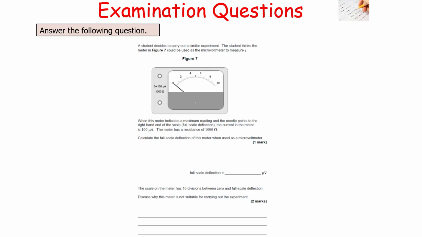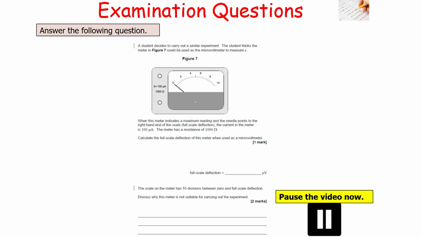The next question says, a student decides to carry out a similar experiment. The student thinks the meter in figure 7 could be used as a microvoltmeter to measure E, the EMF. When this meter indicates a maximum reading and the needle points to the right hand side of the scale, the full scale deflection, the current in the meter is 100 microamps. The meter has a resistance of 1000 ohms. Calculate the full scale deflection of this meter when used as a microvoltmeter. Then the scale on the meter has 50 divisions between 0 and the full scale deflection. Discuss why this meter is not suitable for carrying out the experiment. So pause the video now, then unpause the video when you want to go through your answer.